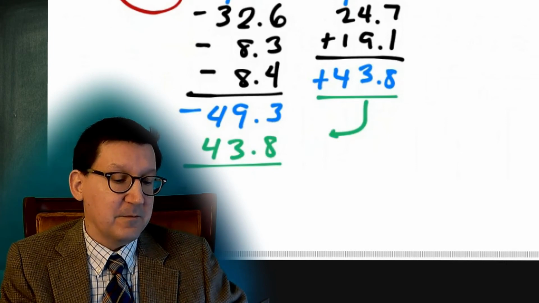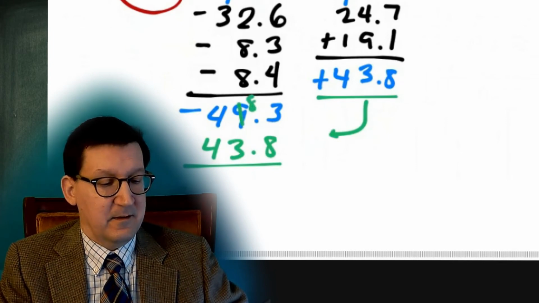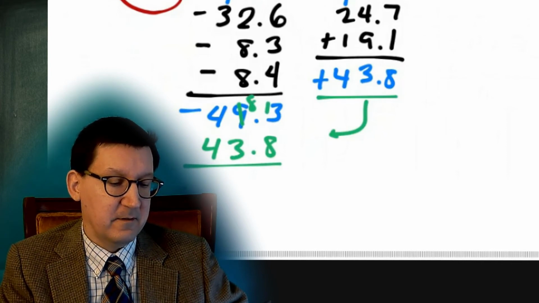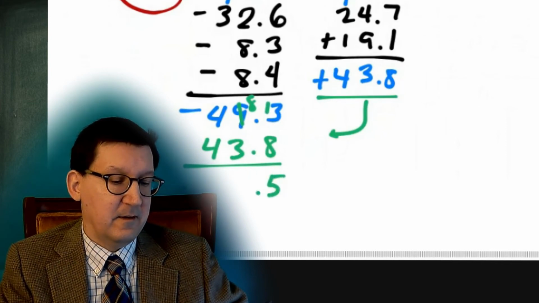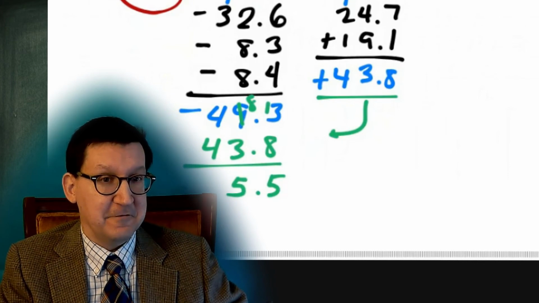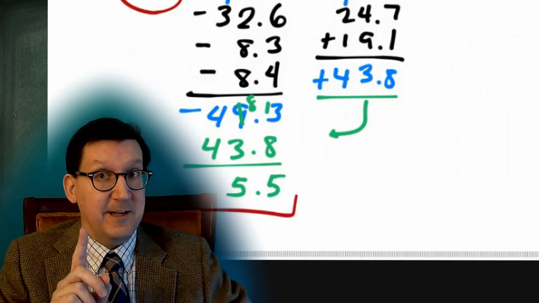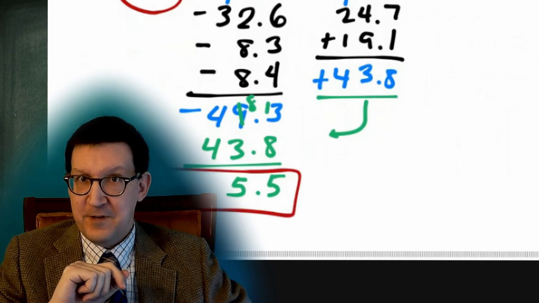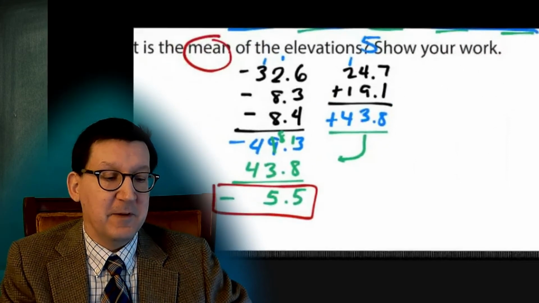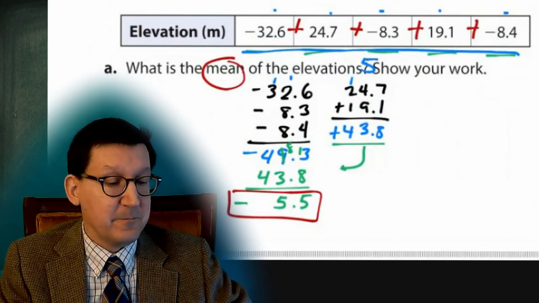So that becomes 8. That becomes 13. 13 minus 8 is 5. 8 minus 3 is 5. And 4 minus 4 is 0. So that gives us negative 5.5. We have negative 5.5. Is that our answer? No, not yet. We still have to divide, right? All we've done is add all of our terms together. Now we have to divide them by 5 to get what the mean is.